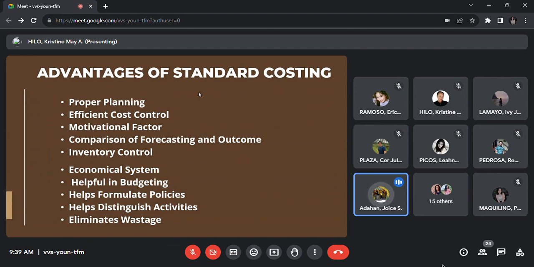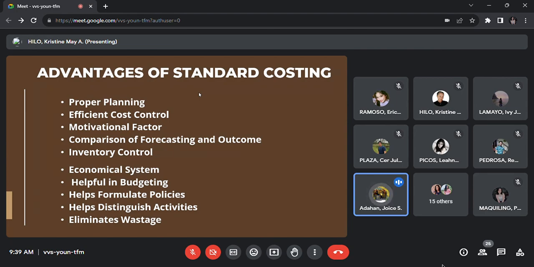There are the advantages of standard costing. First is proper planning. Proper planning means that not only is there a process in place to ensure that the project system is quickly made aware of any issues that can compromise success, but also that there is a system in place to quickly resolve them.